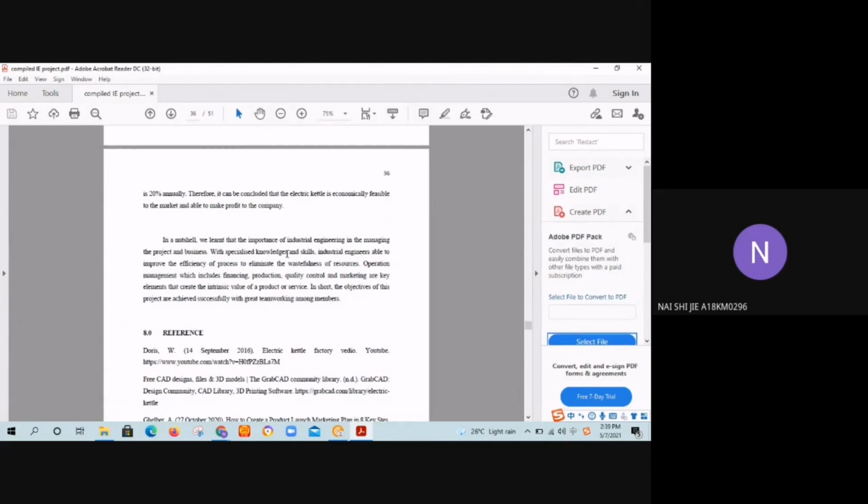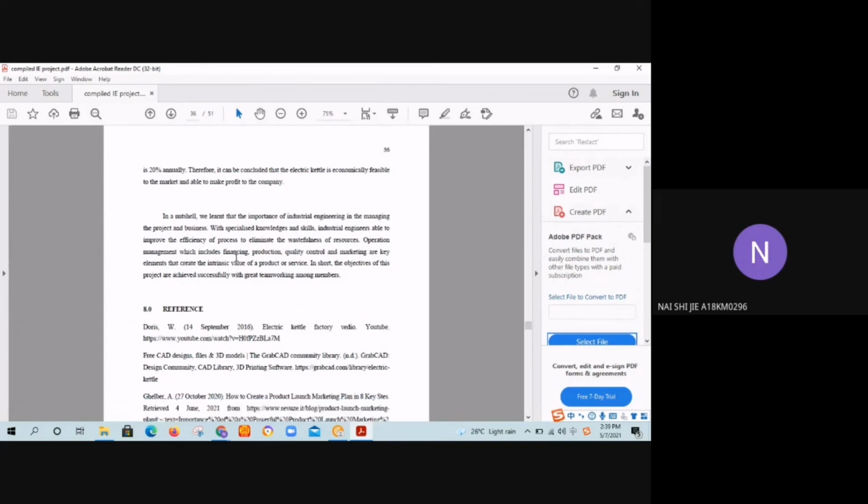In a nutshell, we learned the importance of industrial engineering in managing projects and business. With specialized knowledge, industrial engineers are able to improve the efficiency of processes to eliminate the wastefulness of resources. Operation management, which includes financing, production, quality control, and marketing, are key elements that create the intrinsic value of a product and or service. In short, the objectives of this project were achieved successfully with great teamwork among members.